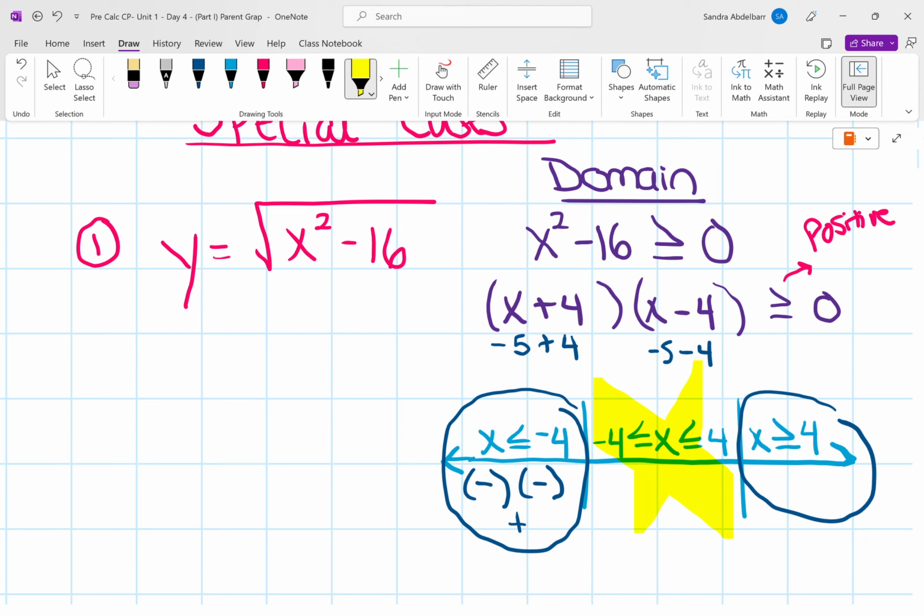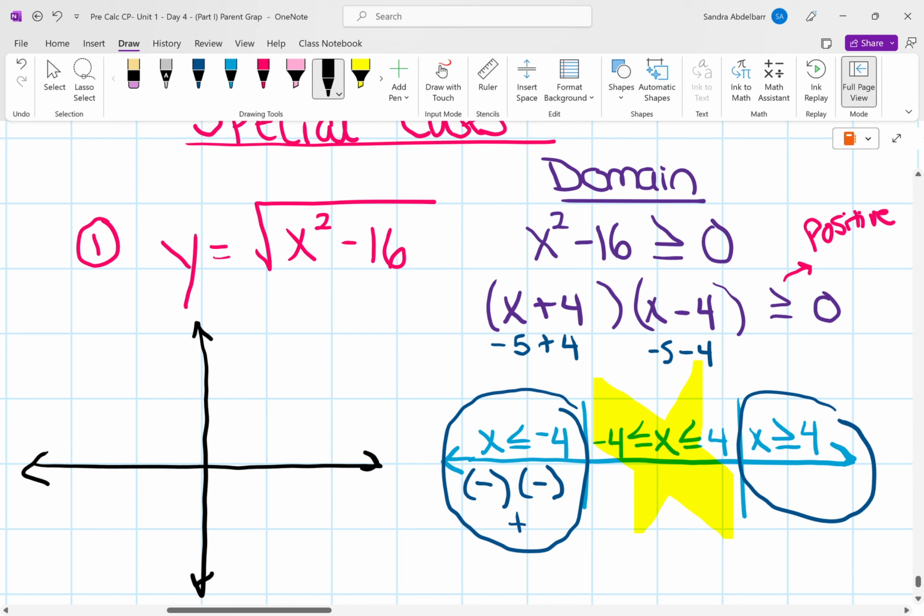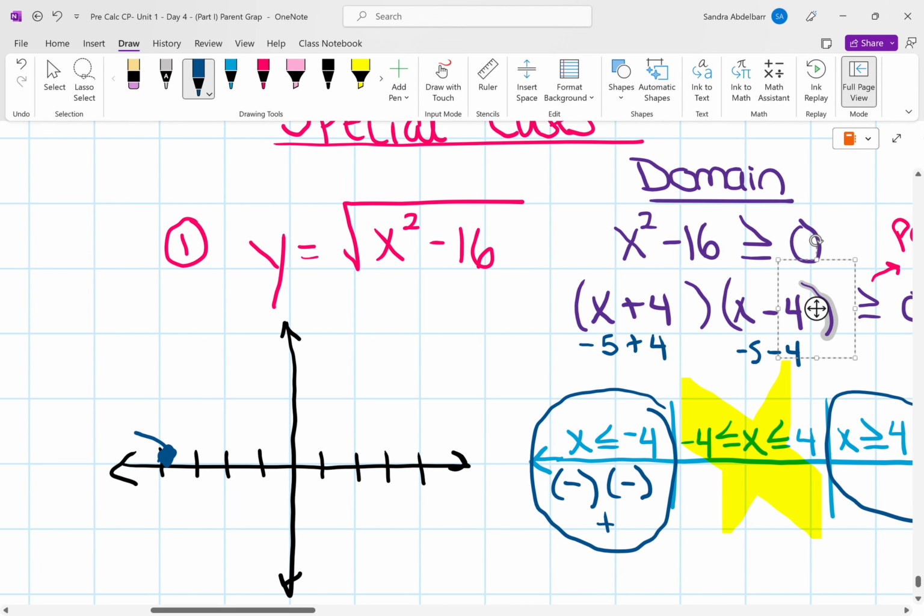Okay, so what is this telling us for our graph? It's telling us that we know this is going to be a shooting star. But it's going to be more than one shooting star based on our domain. So based on our domain, we have x is less than or equal to negative 4. So let's say this is 1, 2, 3, 4. So if we're less than or equal to negative 4, I'm going to start at negative 4, and then I'm going to do a shooting star going in the negative direction.